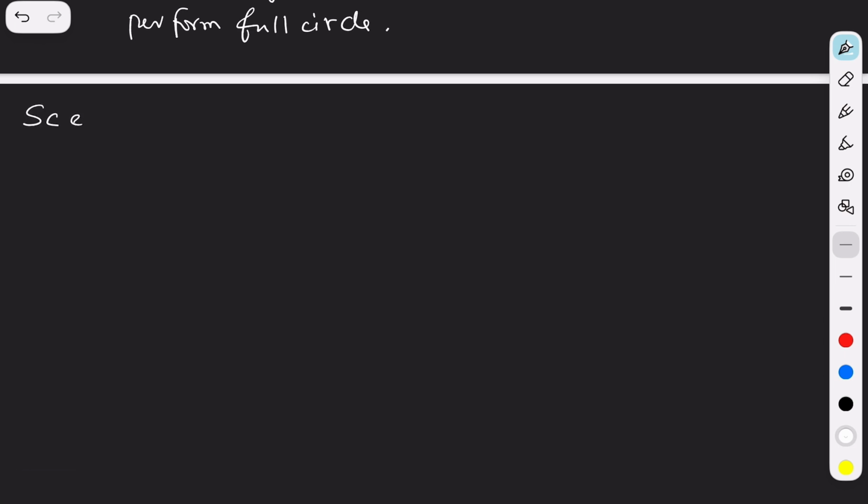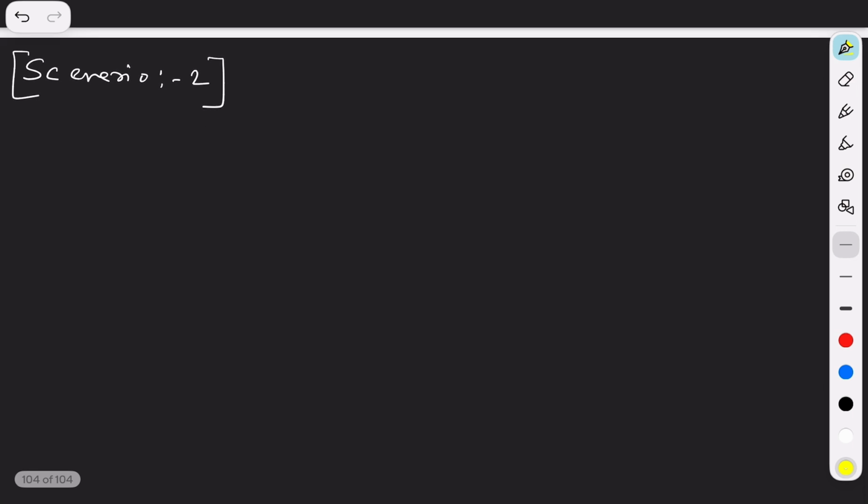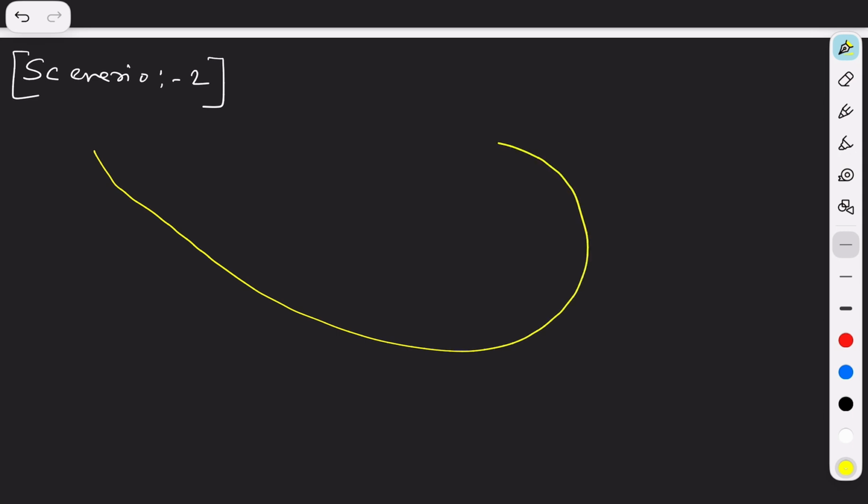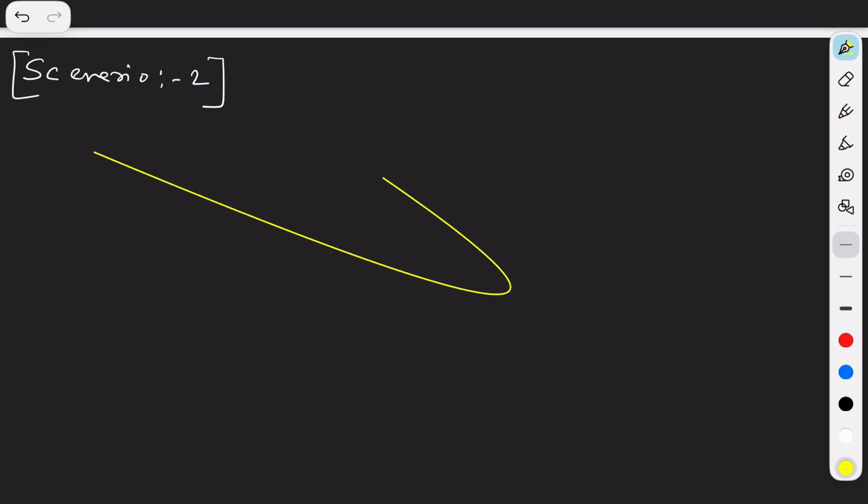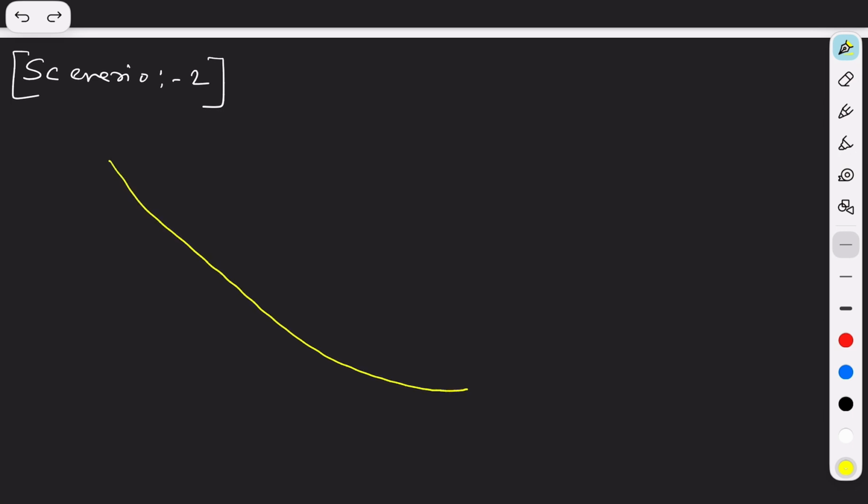So what is this scenario 2 I want to talk about? It's very simple, guys. If you have a trajectory like this, suppose, I don't know what it will form, it has formed something very bad. Let me make it like this only. Suppose this is a trajectory and there is a particle that you are dropping here.